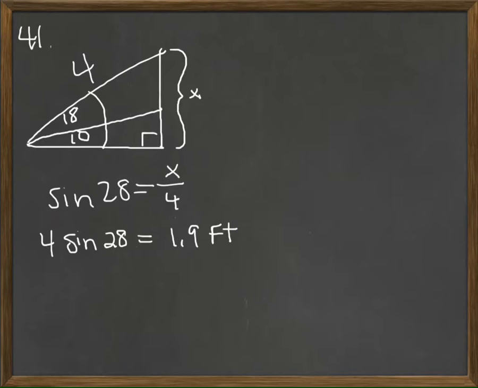Which makes sense. If the top is 4, it's the hypotenuse, so it must be the longest side. Then this side must be smaller than 4. And so 1.9 feet makes a lot of sense.